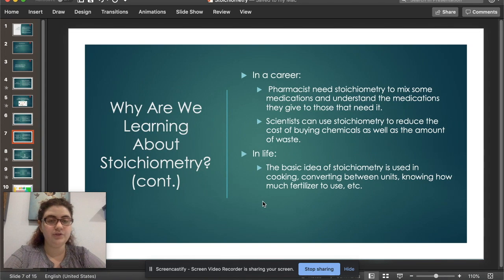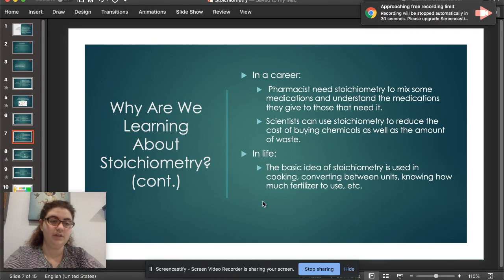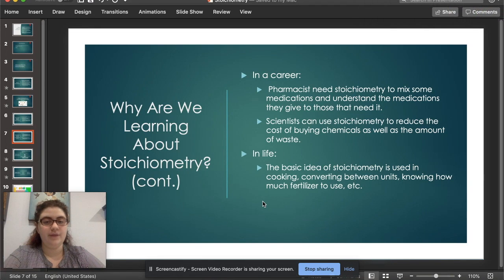If you were to become a scientist or pharmacist, you would also need to use stoichiometry. Pharmacists need stoichiometry to mix medications and understand how they work and how others need to use it. Scientists use stoichiometry to reduce the cost of buying chemicals as well as the amount of waste. In life, the basic idea of stoichiometry is used in cooking, converting between units like Fahrenheit and Celsius, and knowing how much fertilizer to use in your garden, things like that.